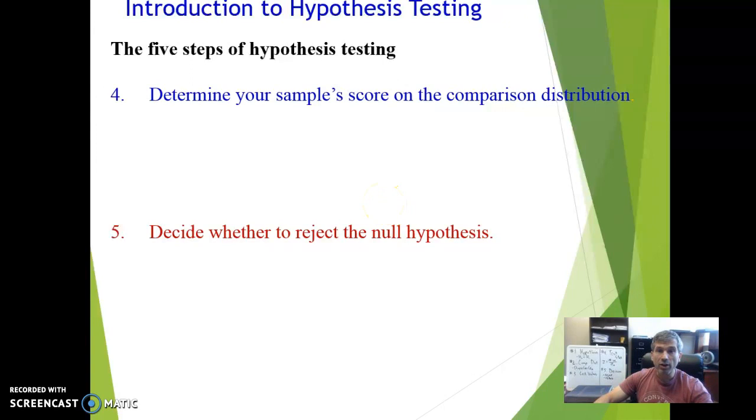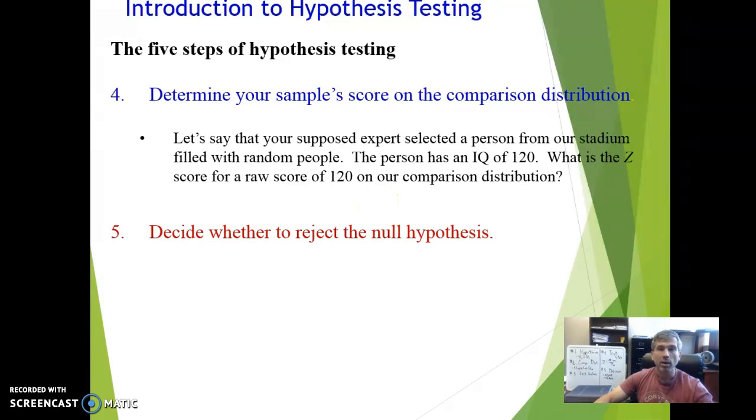Then we just calculate our sample score. Notice we don't have the sample score yet, so let's bring it in now. So let's say we take our expert to this stadium, they walk around blindfolded, they stop in front of a person and say, this person's unusually intelligent. You get their IQ, that person had an IQ of 120. That's good, that's above average, that's substantially above average. But let's calculate the test statistic for that person. Where do they actually fall in that comparison distribution?